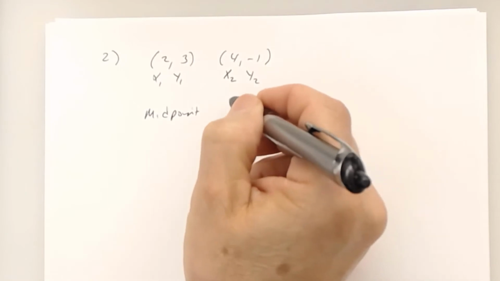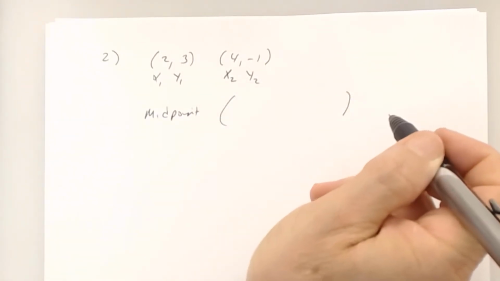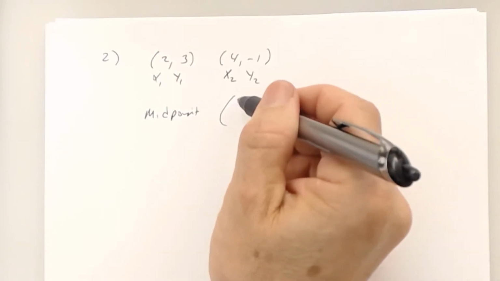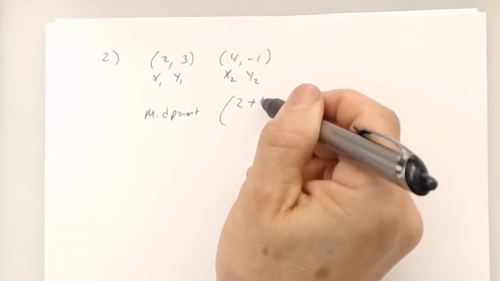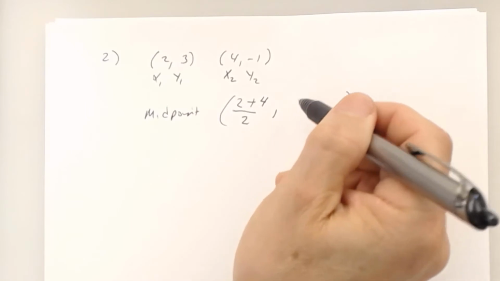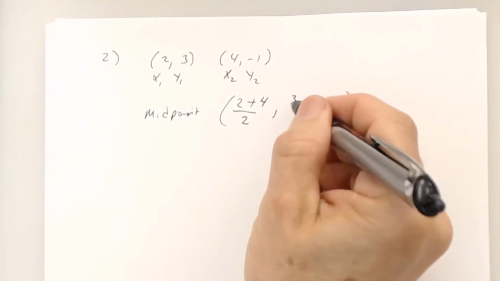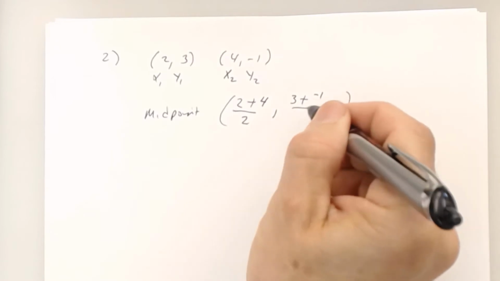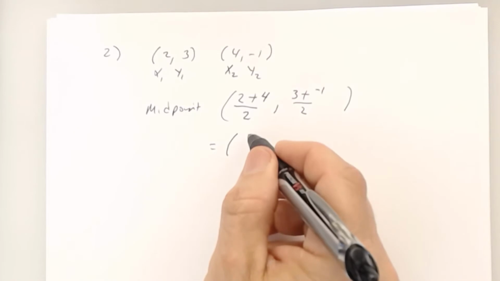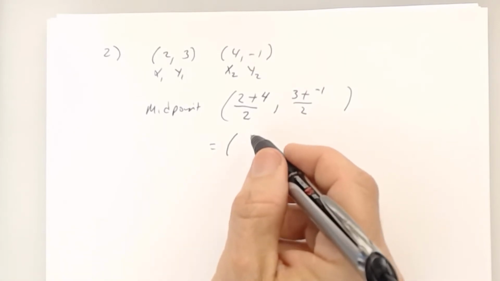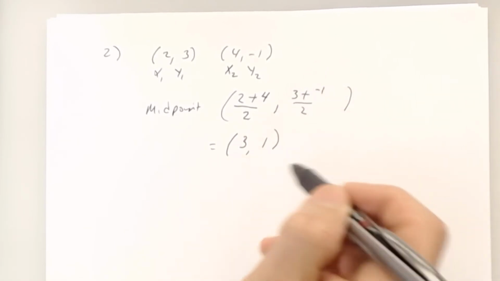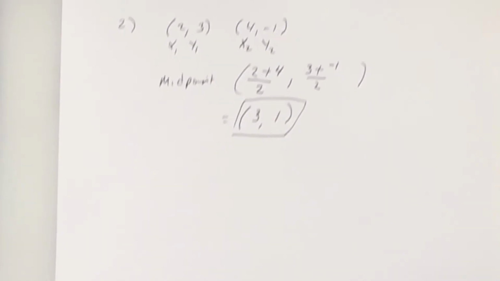Remember, midpoint is a point, so you have an x-coordinate and a y-coordinate. To find the x-coordinate, you add the x's together. So it would be 2 plus 4 divided by 2, comma, and then 3 plus -1 divided by 2. So what's the midpoint of that segment? What's going to be the x-coordinate? 3. And over here will be what? 1. So 3, 1. That's your midpoint.